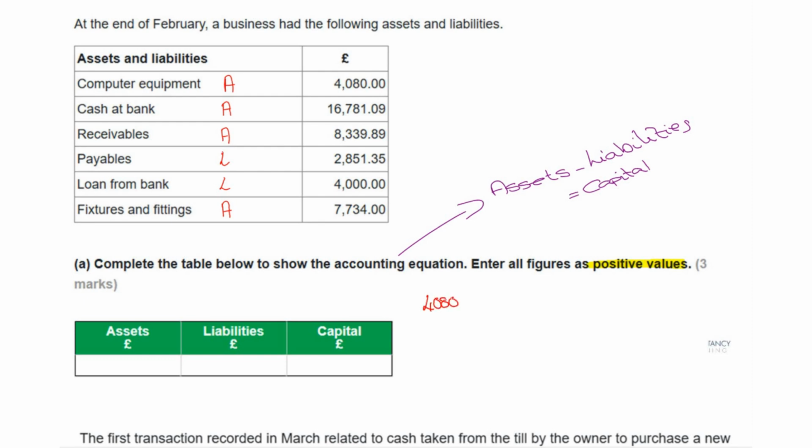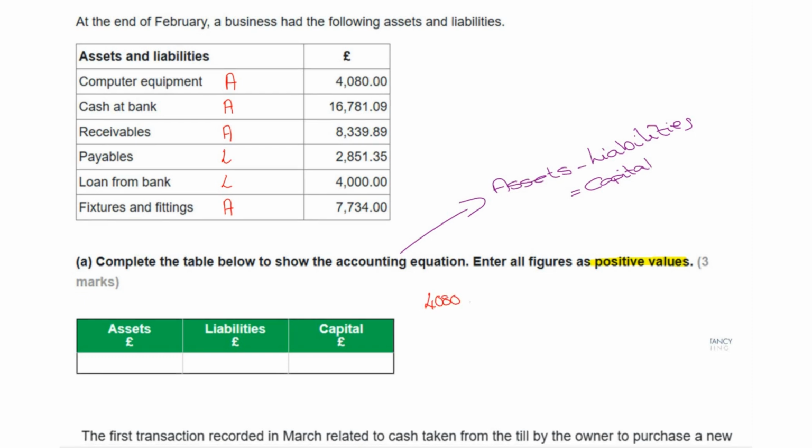So our assets is 4,080 plus 16,781.09 plus 8,339.89 plus 7,734. So we add all of those together and we get a total assets figure of £36,934.98.